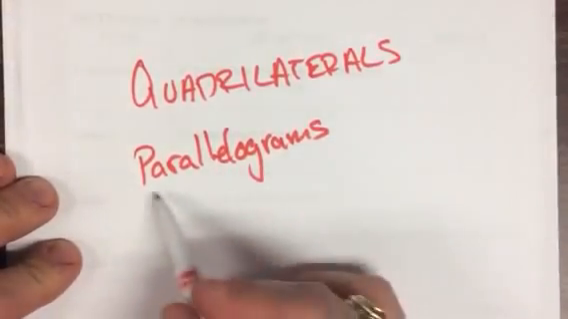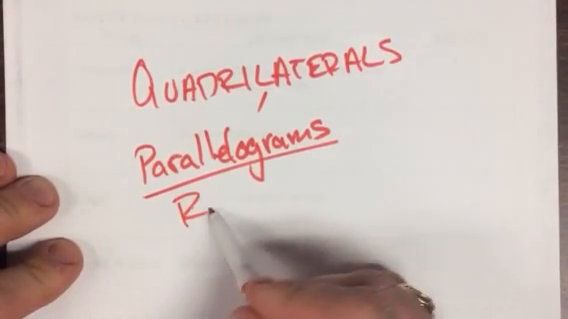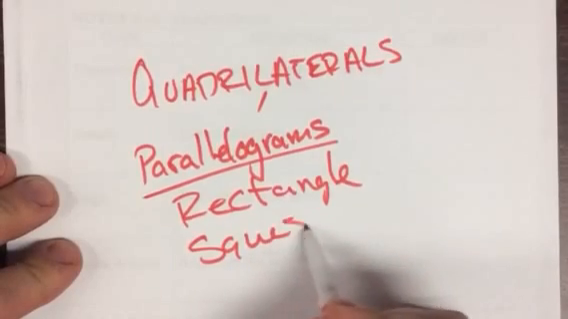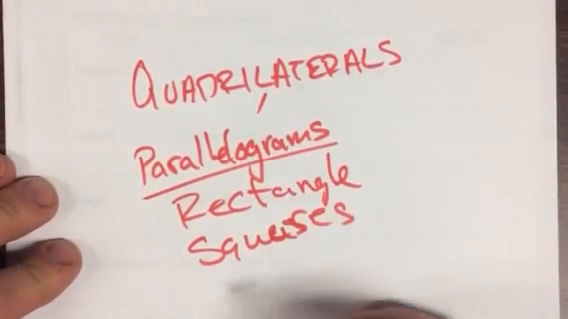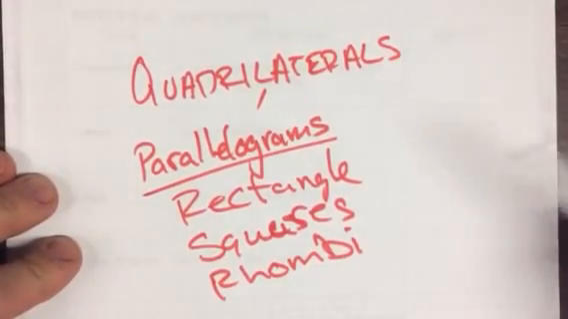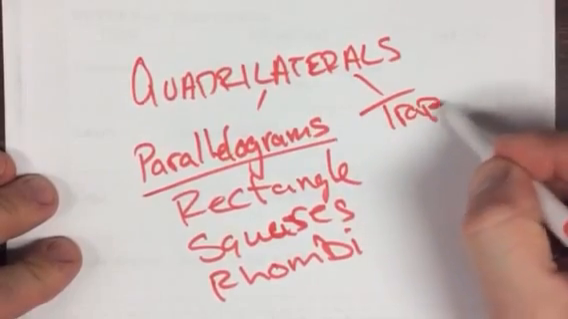Okay, and under parallelograms, we have rectangles, squares, see if I can spell squares, and rhombi. Those are all underneath parallelograms. We're going to talk today about trapezoids.